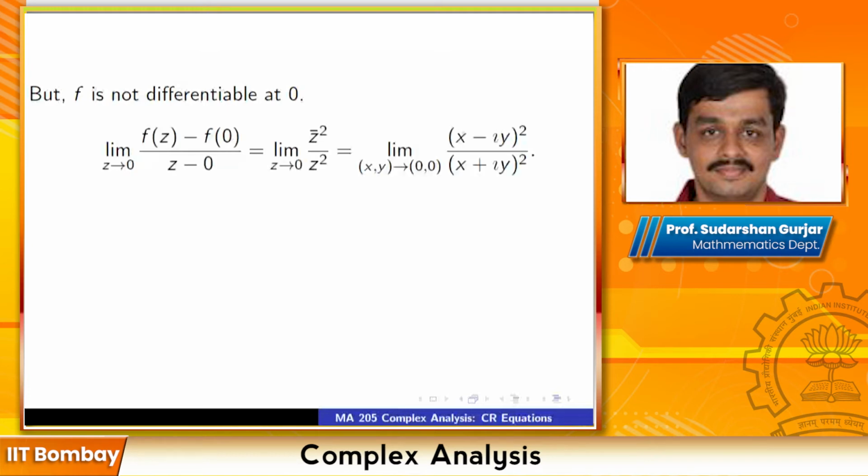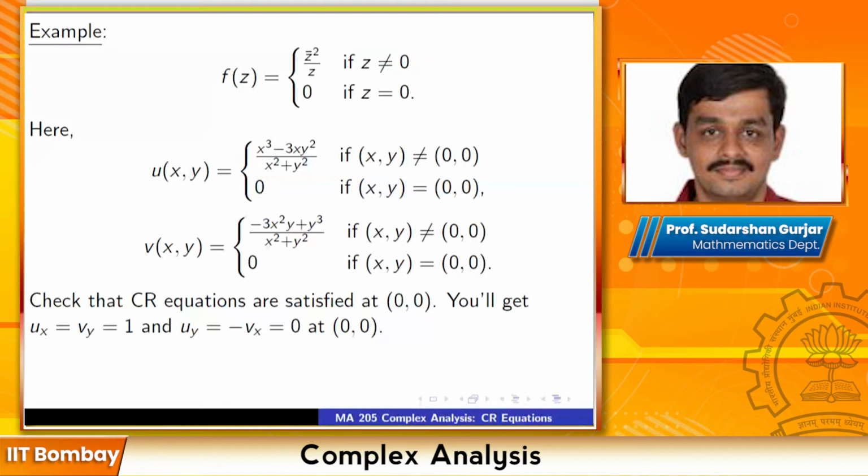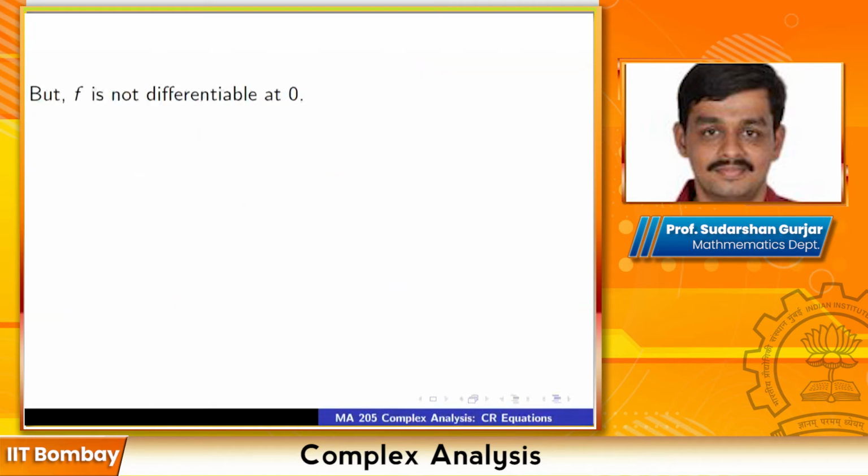So once again, let us compute the limit. Limit as z tends to 0, f(z) minus f(0) upon z minus 0. This is z bar square upon z square. Yeah, f(z) was z bar square by z. So when you do f(z) minus f(0) upon z minus 0, you get z bar square by z square.